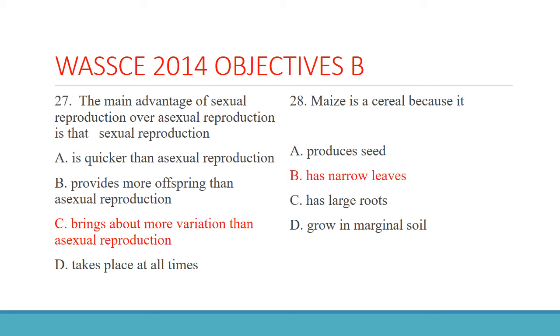Maize is a cereal because what? It has a narrow leaf. Yeah, so that's it. So maize is a cereal because it has narrow leaves.